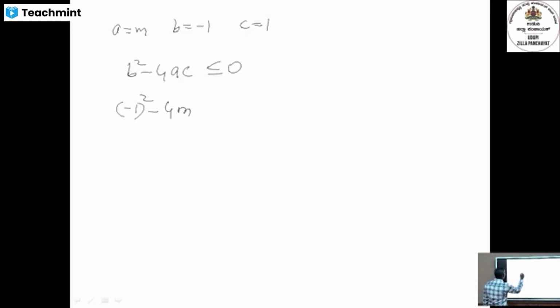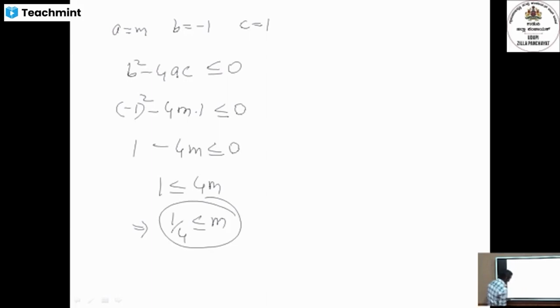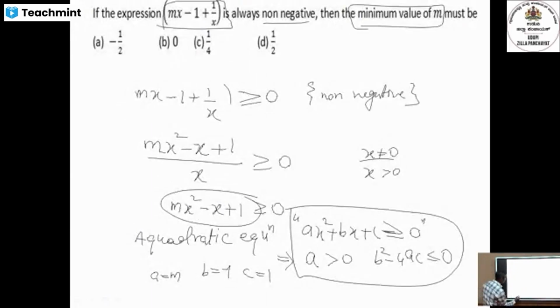So let us use this condition. a is equal to m, b is equal to minus 1, c is equal to 1. So b square minus 4ac less than or equal to 0. If you substitute, minus 1 whole square minus 4 into m into 1 less than or equal to 0. So 1 minus 4m should be less than or equal to 0, or 1 is less than or equal to 4m, which implies 1 by 4 less than or equal to m. The first condition gives you a greater than 0, that is m greater than 0, correct?